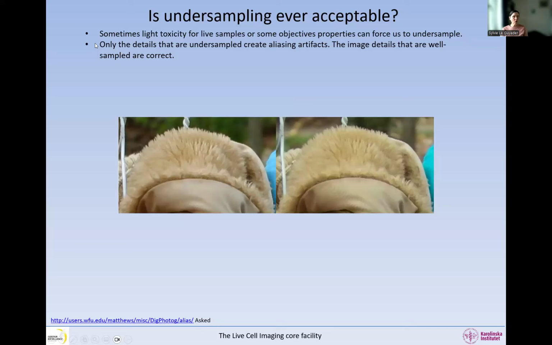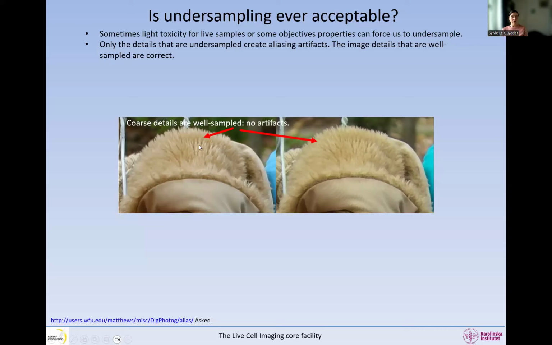You need to realize that only the details that are undersampled create the aliasing artifacts. So the details are undersampled. It means that they are resolved by the objective, but not resolved by the digitalization. So the image details that are well sampled are corrected. So within one image, we will have some areas that do not create artifacts and some areas that will create artifacts. So you can see in this image that we have some coarse hair in here. And these are well sampled. So we do not need a fine digital resolution for these guys.